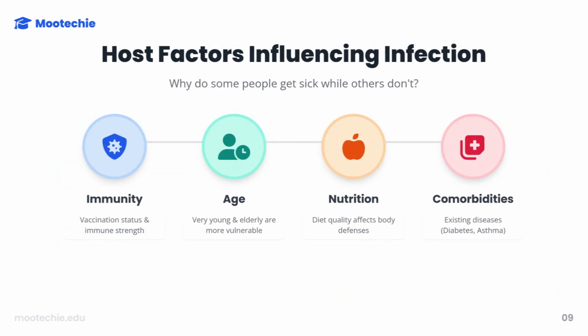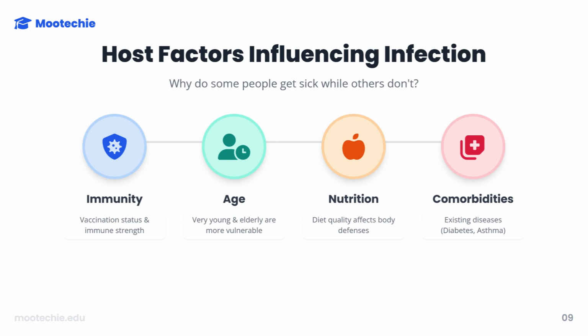Now, let us examine host factors influencing infection, which explain why some people fall sick while others do not. First, immunity. Vaccination status and immune strength play a major role in resisting infections. Second, age. Very young children and elderly individuals are more vulnerable due to weaker immunity. Third, nutrition. A balanced diet strengthens body defenses while poor nutrition weakens them. Finally, comorbidities. Existing diseases like diabetes or asthma increase susceptibility to infections. Host health strongly influences disease outcome.